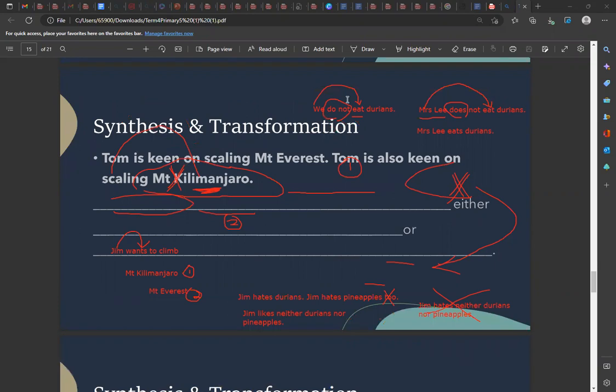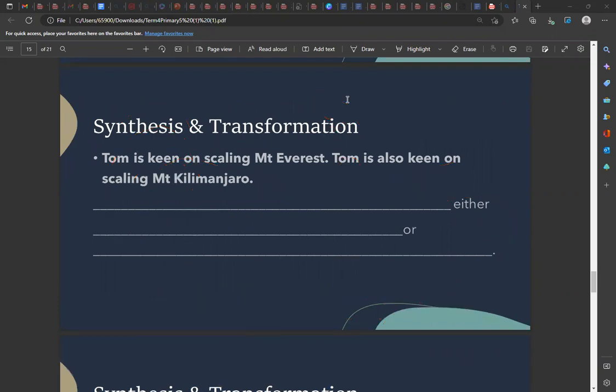Tom is keen on scaling Mount Everest. Tom is also keen on scaling Mount Kilimanjaro. The transformed sentence would not include a repetition of keen on because we see Tom is keen on in both sentences. So we must be really careful to put that in front. So Tom is keen on scaling either option 1, which is Mount Everest, or option 2, which is Mount Kilimanjaro.